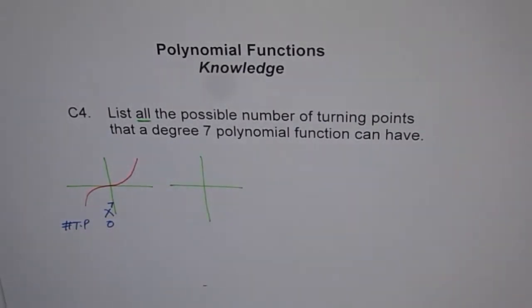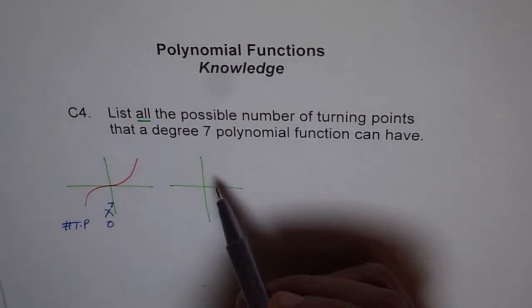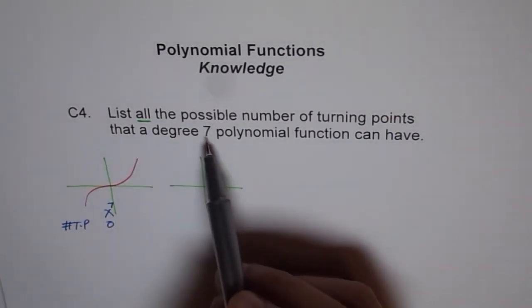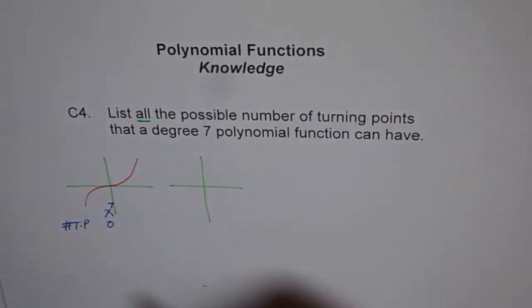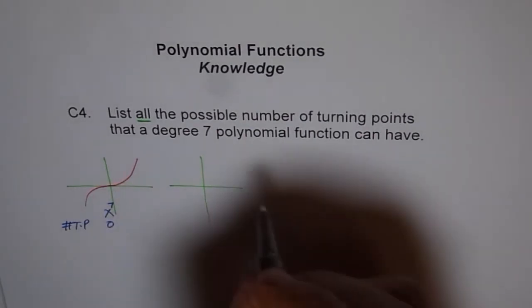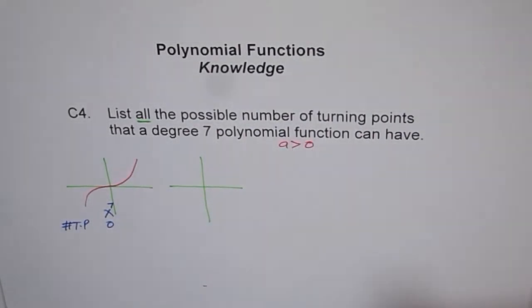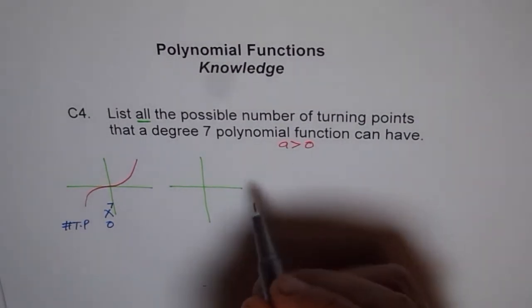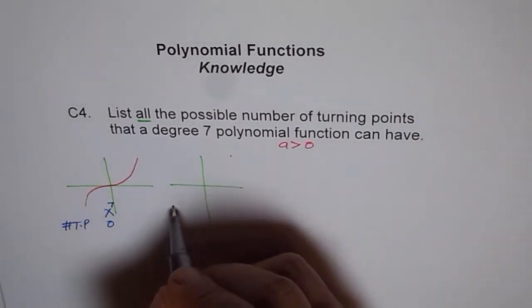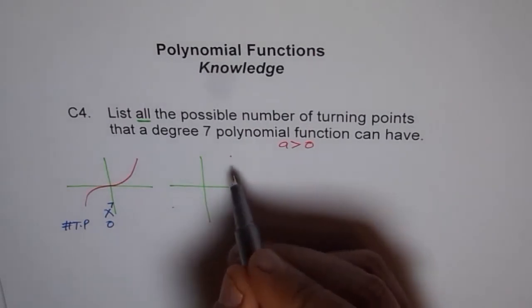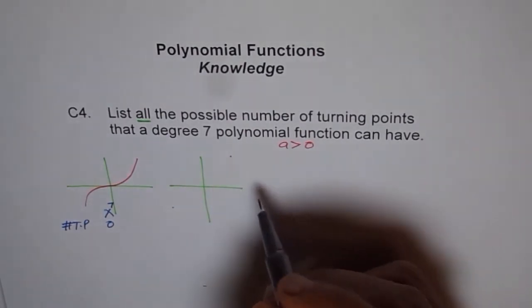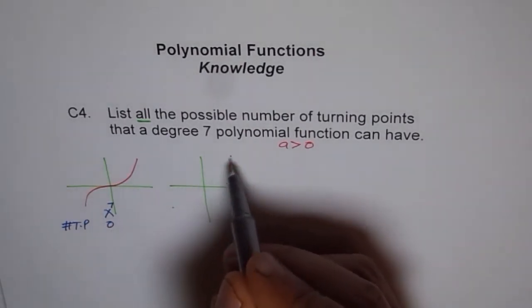Another scenario is, let's think about a turn this time. Now it's a 7 degree. Let's assume that the leading coefficient is positive. So our assumption here is that a is greater than 0. That means a is positive, which means the end behavior is this: right side up and opposite ends.